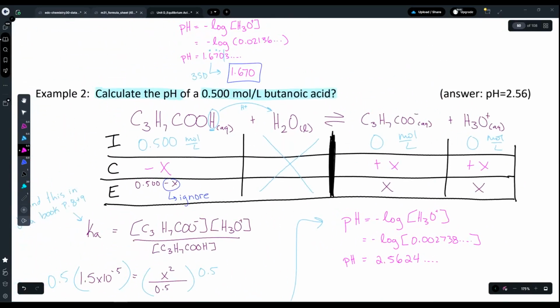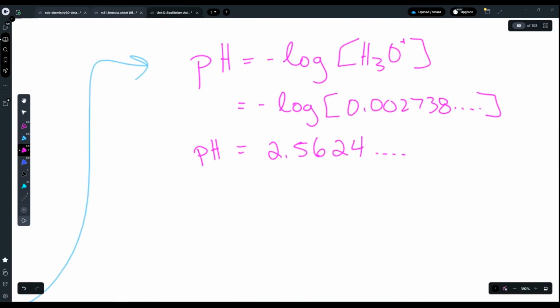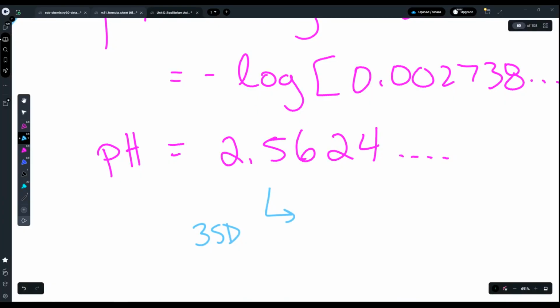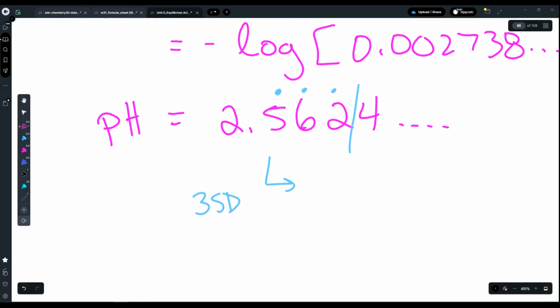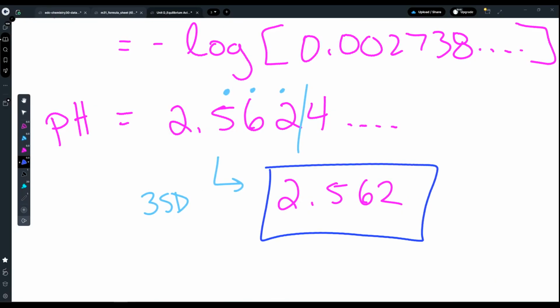All right, now looking at our question here, it looks like this has 3 sig digs to it, so my final answer needs to be in 3 sig digs as well. Now remember, pH has a P in it. You only look after the point for your sig digs. So I'm going to start counting here. 1, 2, 3. There's my cutoff line. So my final answer is going to be 2.562. And again, remember, pH does not have any units.